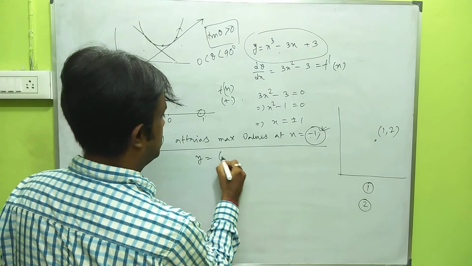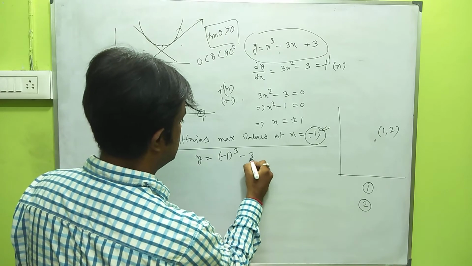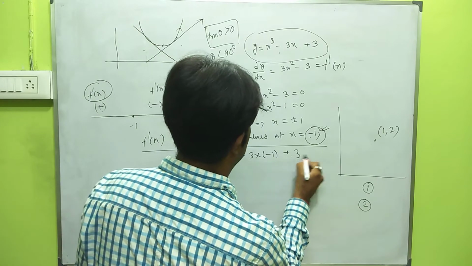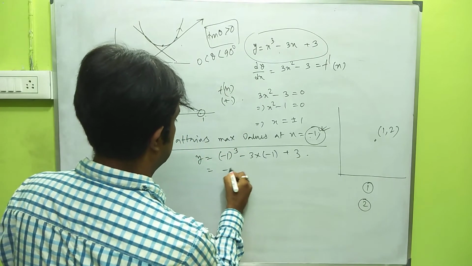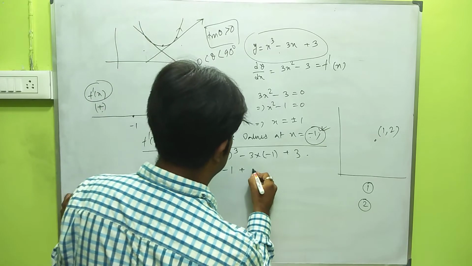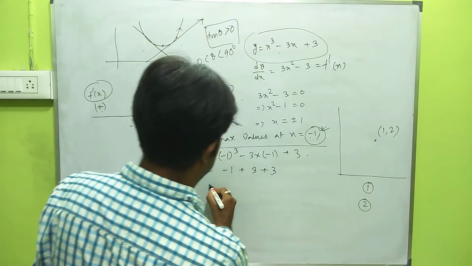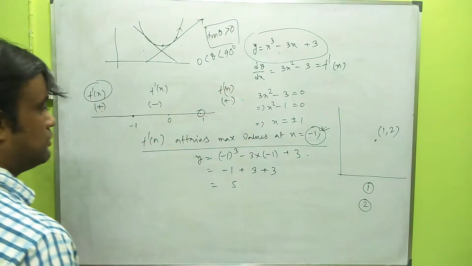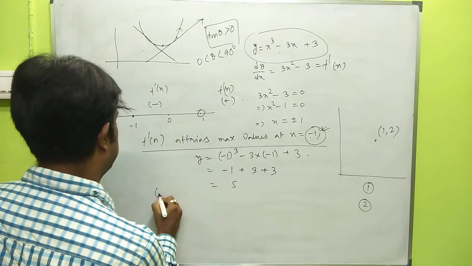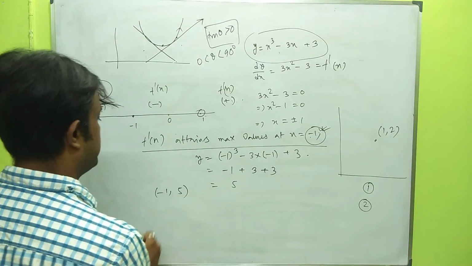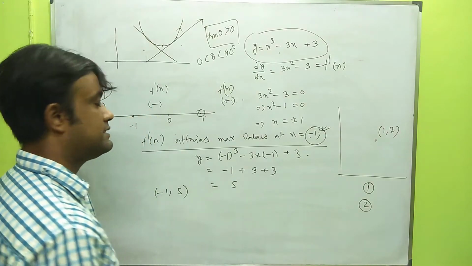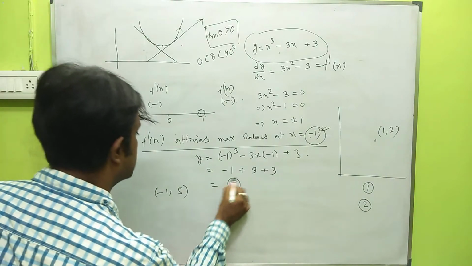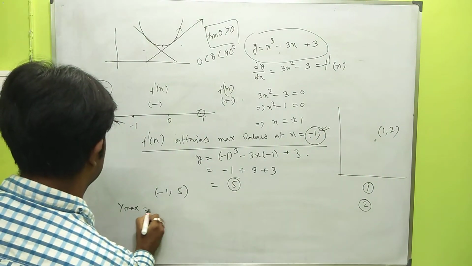So y is equal to -1 cube minus 3 into -1 plus 3, that is -1 plus 3 plus 3, that is 5. So the point will be (-1, 5), where the function attains its maximum value. And what is the maximum value? The maximum value is 5. Y max is equal to 5.